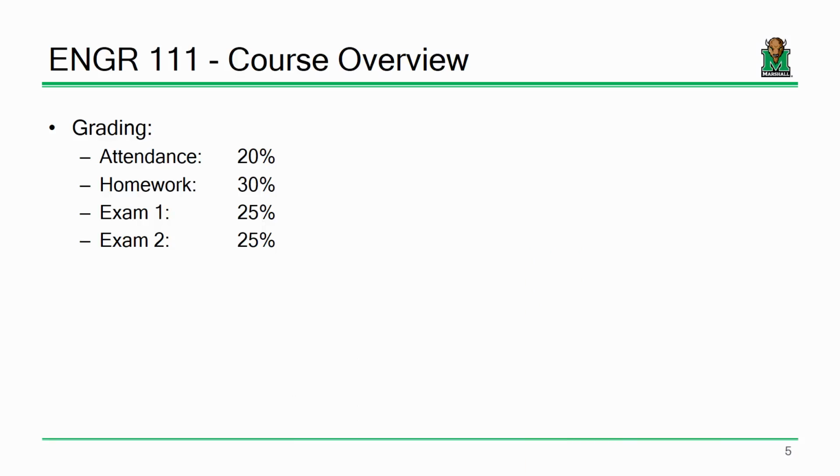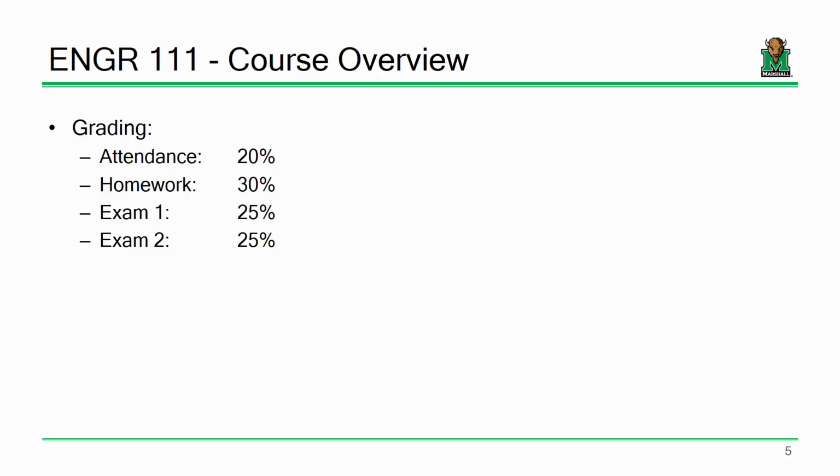So let's talk about the course. Grading is going to be on the basis of the percentages that are shown on the screen there. 20% of your grade can be earned just by showing up and participating. And by participating, that means, for example, not fidgeting with your phone, staying on task when we're doing in-class exercises, paying attention during the lecture, and so on.